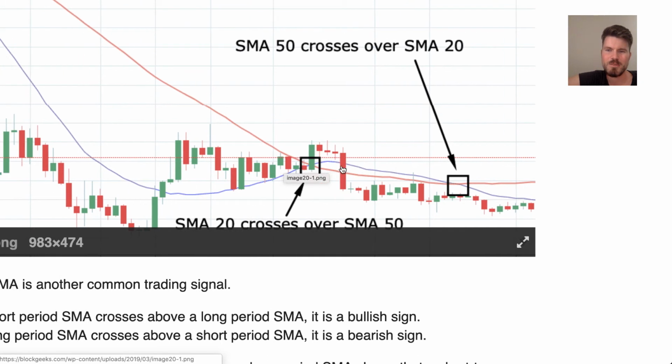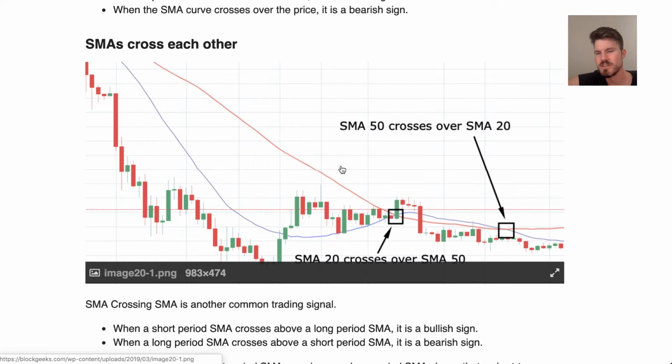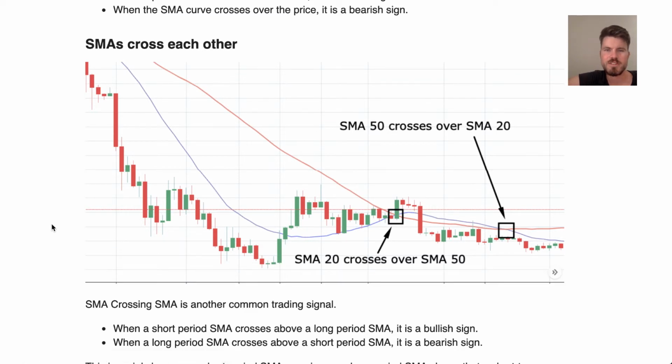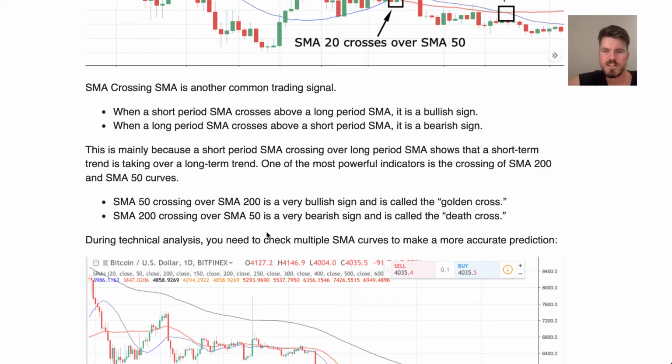In my opinion, I don't suggest that you day trade unless you know what you're doing, because long-term investment is definitely much more profitable. This is mainly because a short period SMA crossing over a long period SMA shows that the short-term trend is taking over the long-term trend. So if the long-term trend is bearish and the short-term trend is bullish, then it might be a signal that there's a shift in the long-term trend, and it might be a good idea to enter into a position.